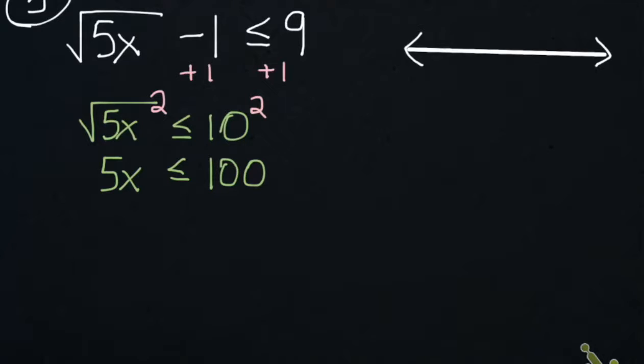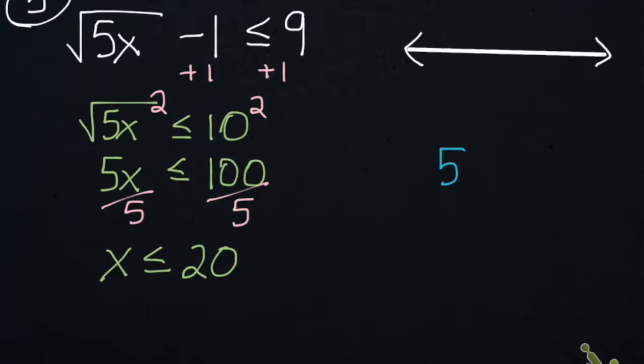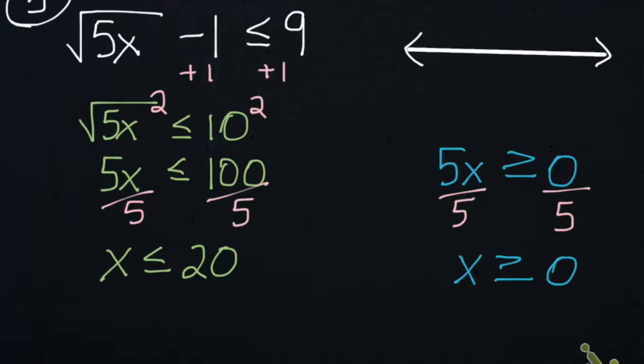Now what do we do? We have to divide by the number in front of the x. So we get x is less than or equal to 20. 100 divided by 5 is 20. Now let's do part 2. Take the stuff under the radical, 5x. Set it greater than or equal to 0. Then solve. Well, this is a little easier because all I have to do is divide by 5, and I get x has to be greater than or equal to 0.